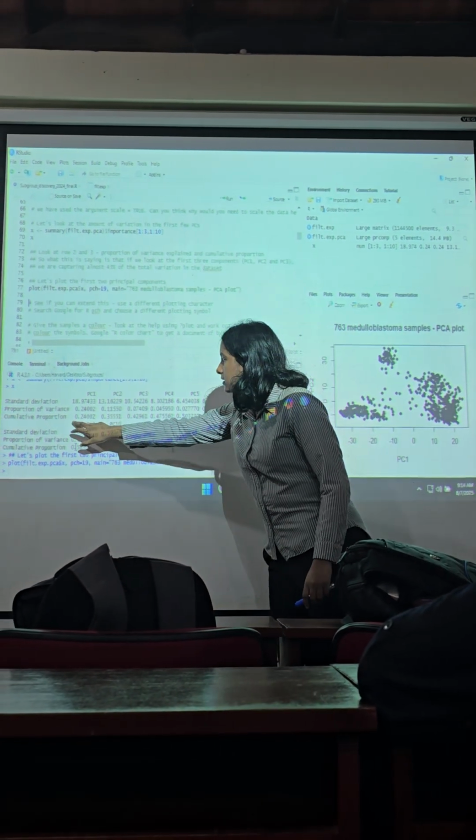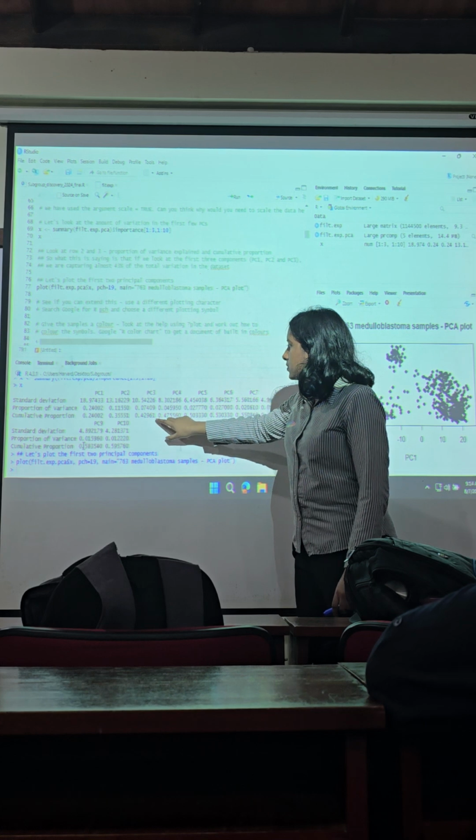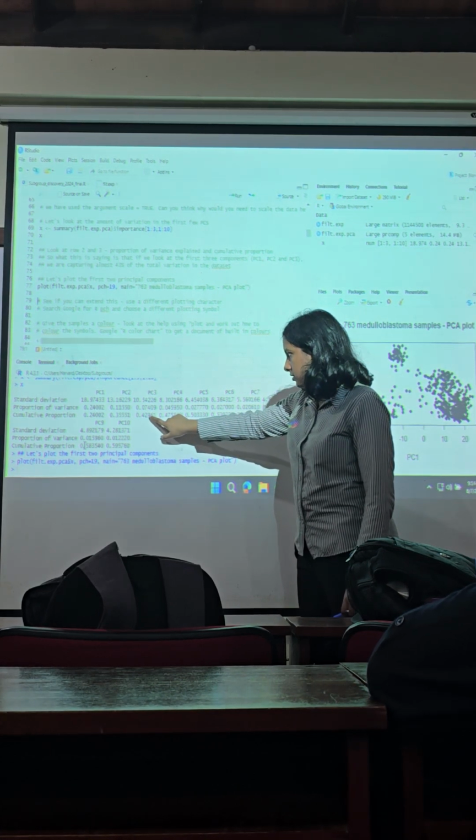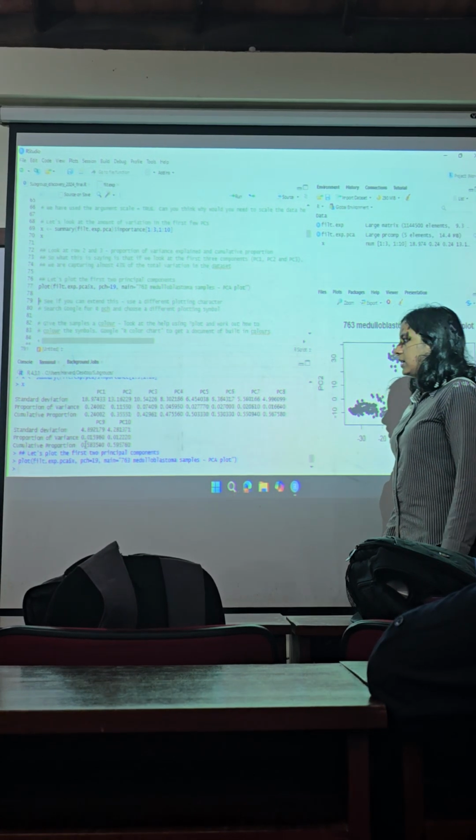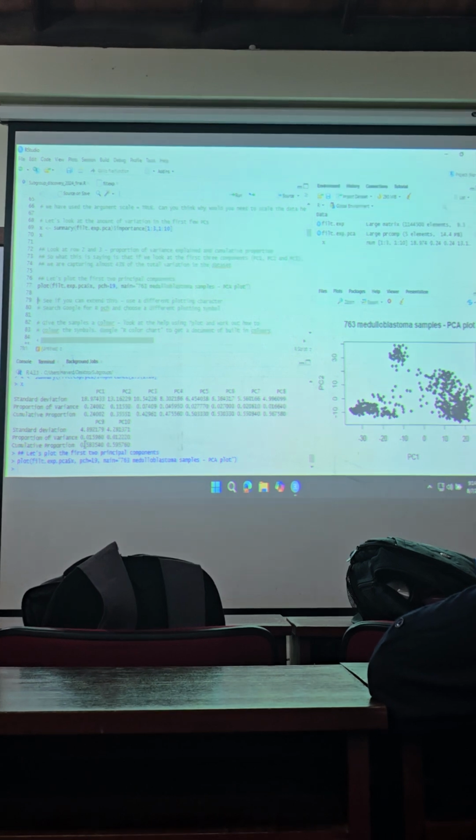Now, when it comes to PC3, you can see that's 0.42. When you convert it to a percentage, that's around 43%. Right? 42.9. That means altogether, not just one, not just three. All together, those first three principal components describe around 43% of the variation of the data set. Okay.